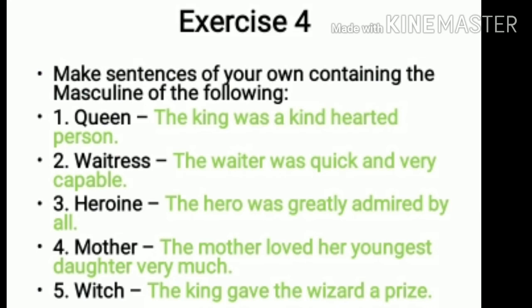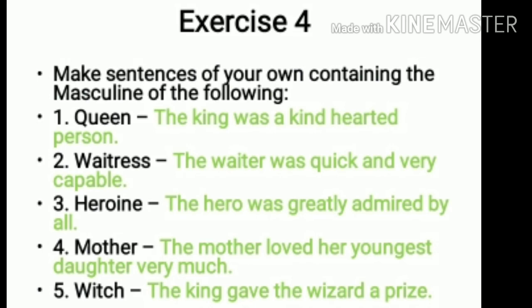Exercise 4. Make sentences of your own containing the masculine of the following. So we have been given the feminine gender and we have to change that feminine gender into masculine gender and make a sentence out of it. So let's do this exercise. The first one is queen. So we need to make a sentence with king and the sentence is: the king was a kind-hearted person. The second one, waitress. The sentence will be: the waiter was quick and very capable. Third is heroine. The sentence is: the hero was greatly admired by all.